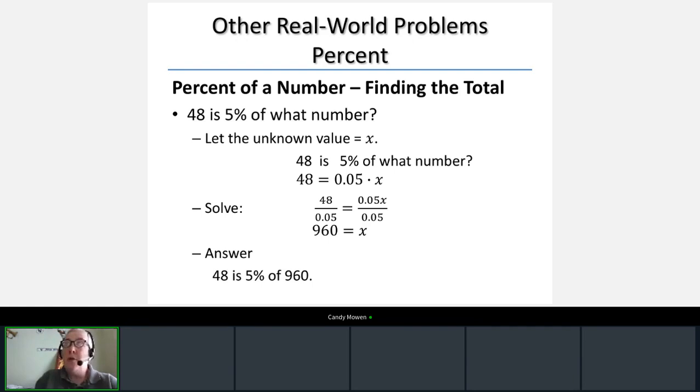Here's another way to look at it in a couple different wordings. 48 is 5% of what number? Again, let X be the unknown. 48 is equal to 5%, as a decimal 0.05, times what number? X. We have 48 equals 0.05x. It's multiplication. The opposite of multiplication is division. Divide both sides by 0.05, and you get X equals 960. 48, excuse me, is 5% of 960.